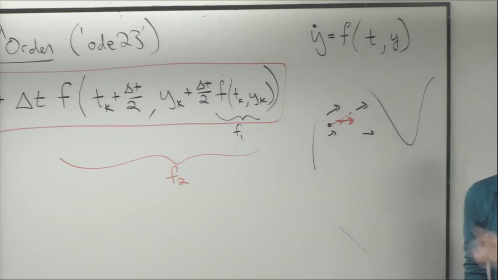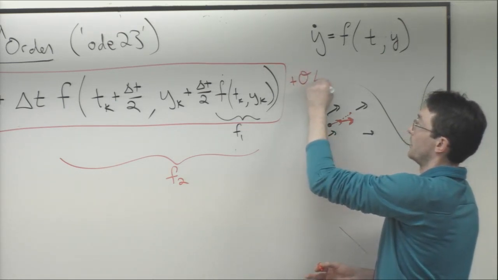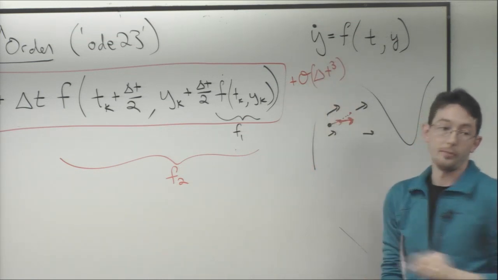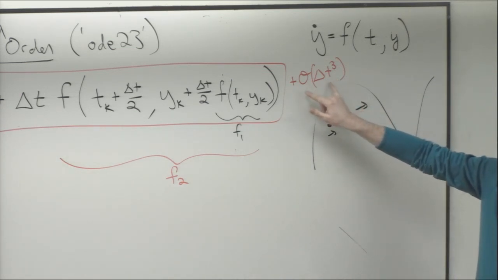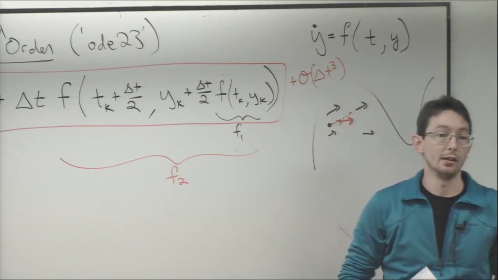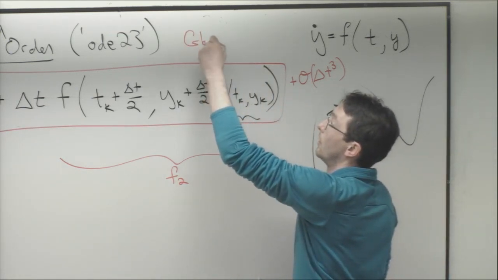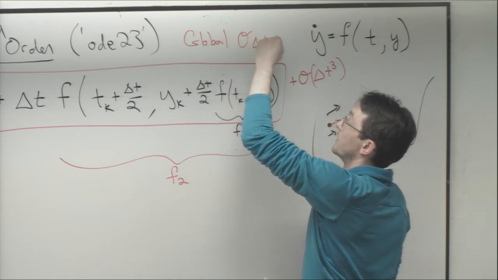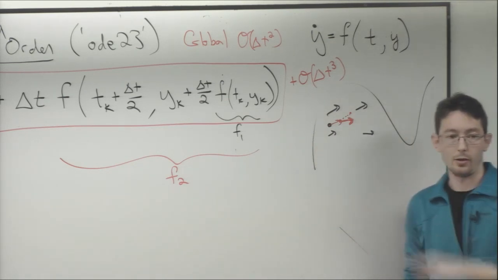For some reason, you can kind of work out the math, and it's a huge mess. This is more accurate. This is plus order delta t cubed locally in space, in time. And what that means is that for every time step, I'm picking up a delta t cubed error term, which means that my global accuracy is order delta t squared. Okay, so this is global order delta t squared.